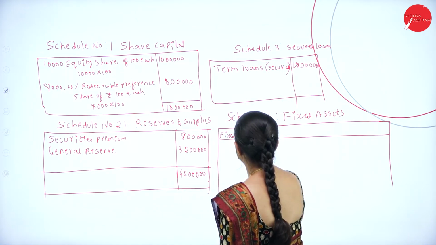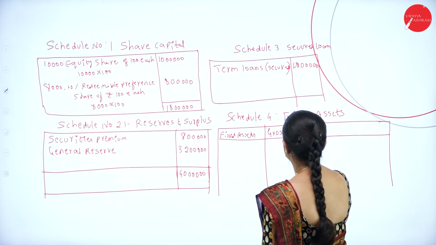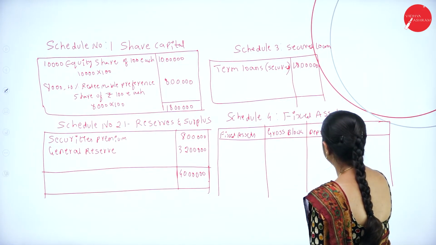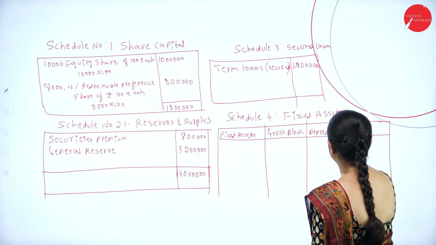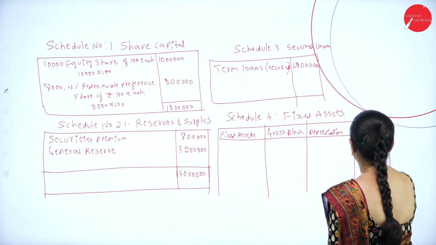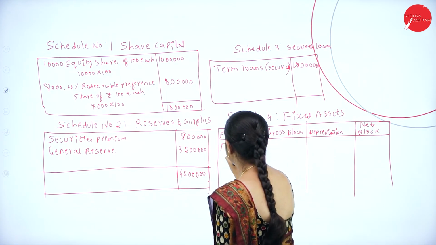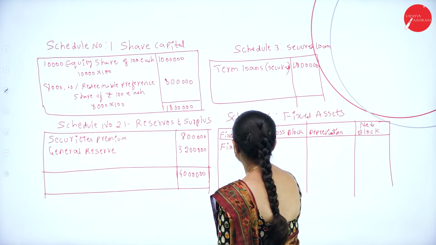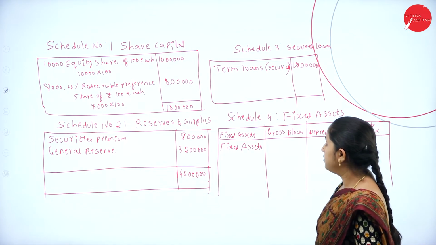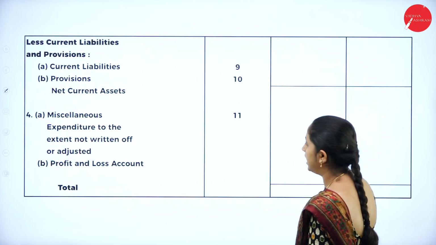This is fixed assets. Gross block. Next, we need to deduct depreciation. Next, the result is net block. So here we have only one fixed asset. So write fixed assets. If there is any fixed assets like land and building, plant and machinery, furniture and fixtures, you can list the fixed asset.